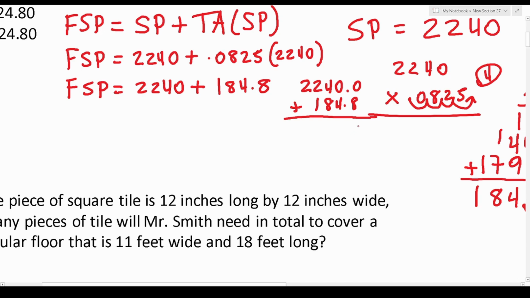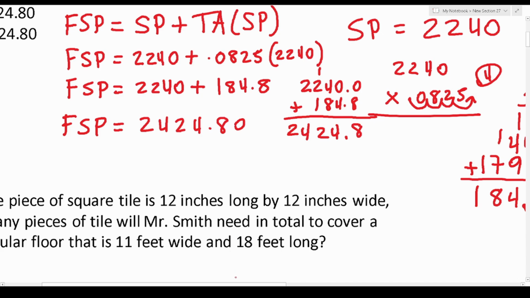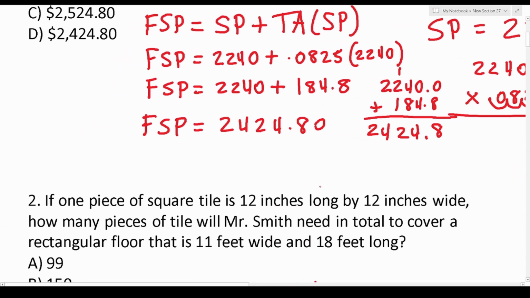0 plus 8 is 8. Drop down your decimal in place. 4 plus 0 is 4. 8 plus 4 is 8, 9, 10, 11, 12. Drop down a 2, carry a 1. 2 plus 1 is 3, plus 1 is 4. And 2 plus nothing is 2. So our final sales price, including taxes, is $24.24.80, which is answer choice D in this case.